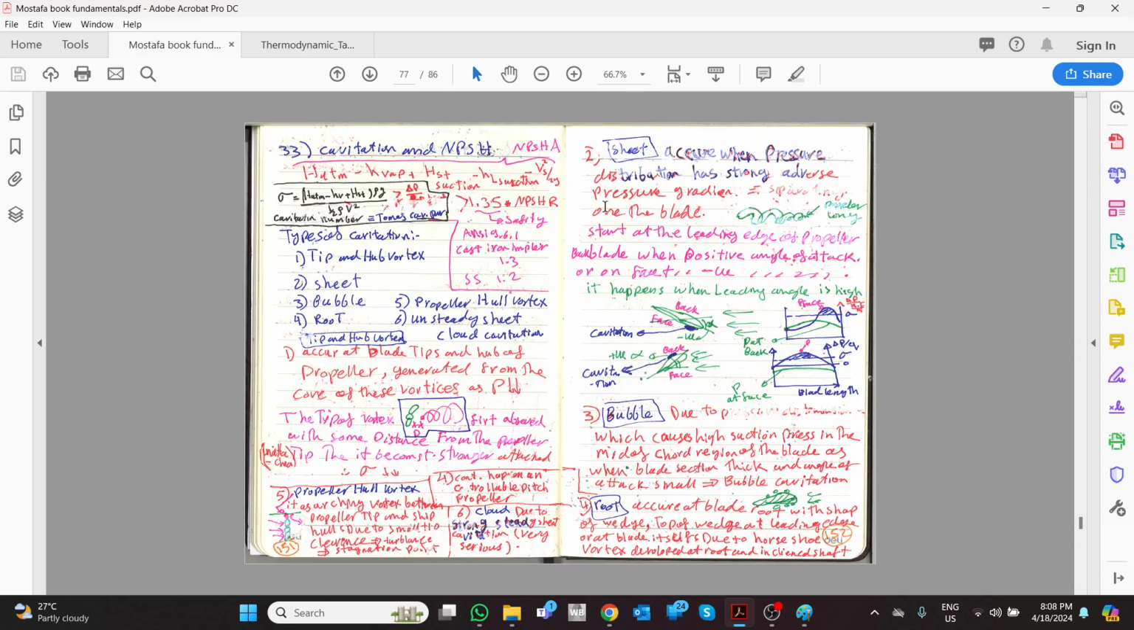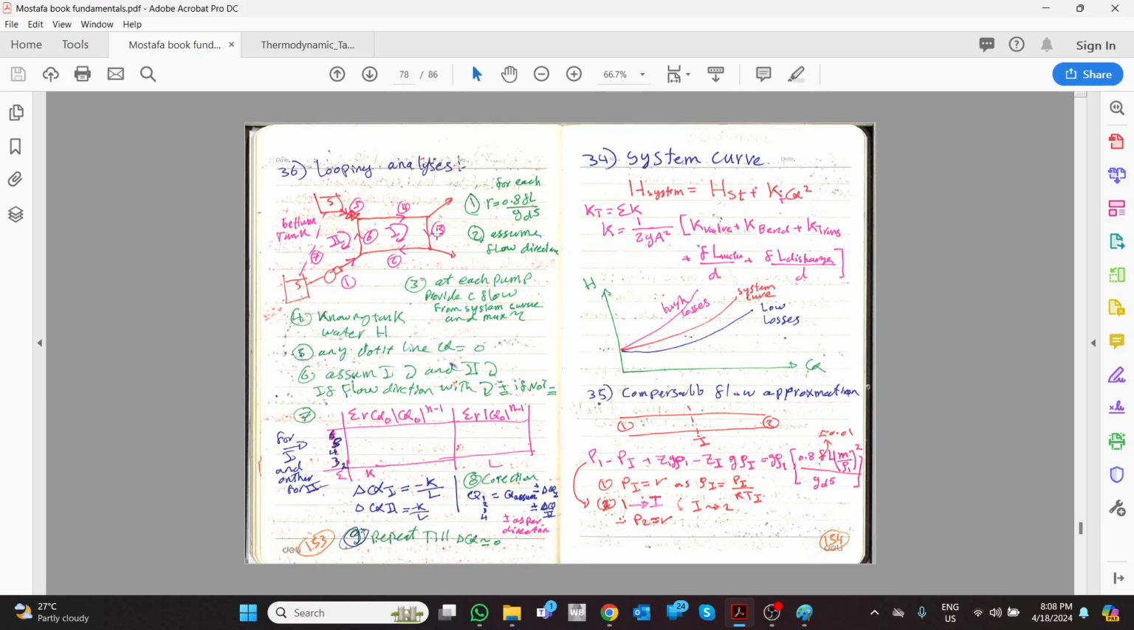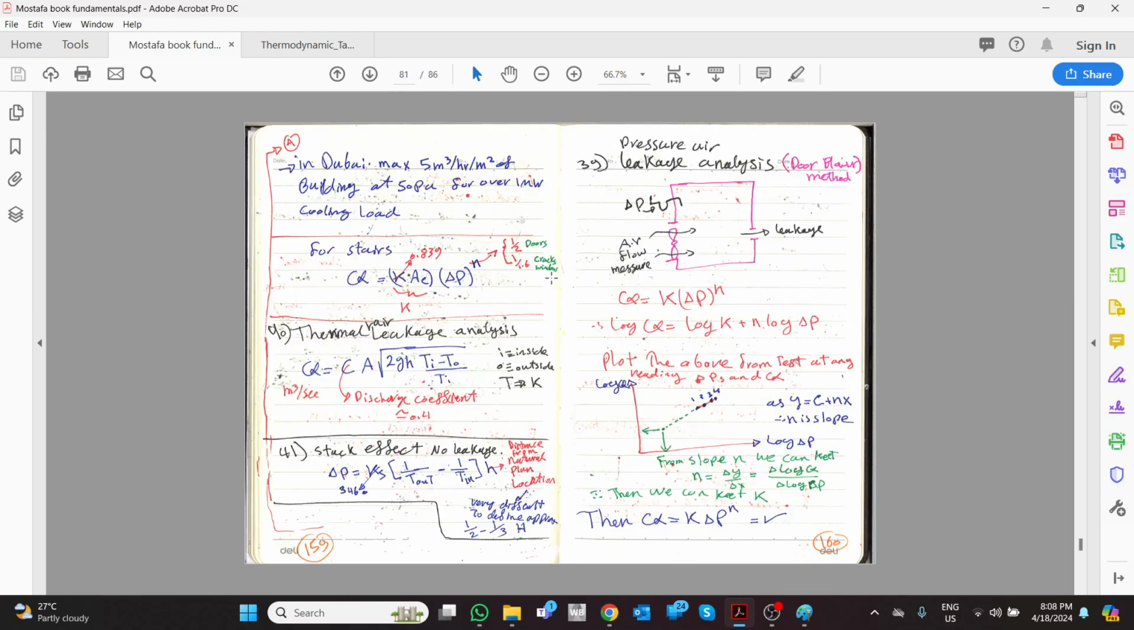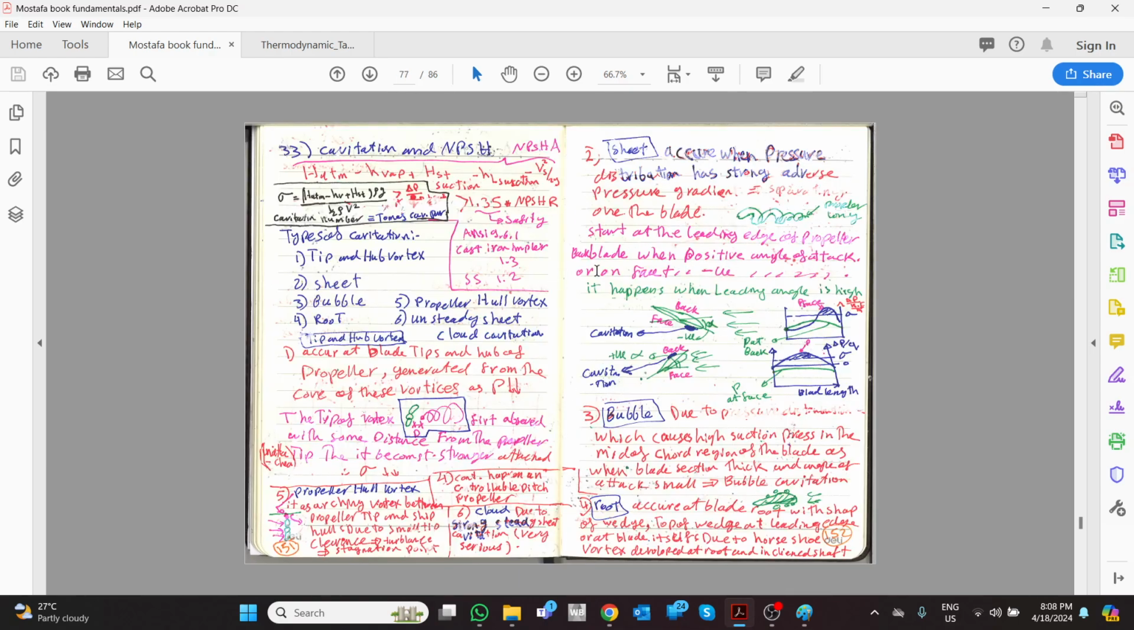Now the gas turbine is finished, and we are going to continue later on cavitation. We finish it. There is one about the looping analysis and the system curves, and one about the compressors, the operation itself for the compressors. Okay, let's go one by one.